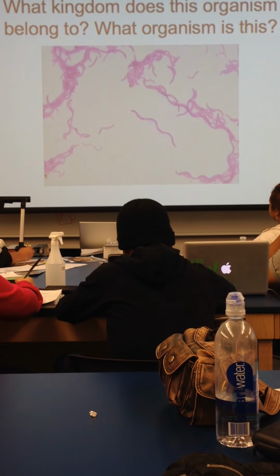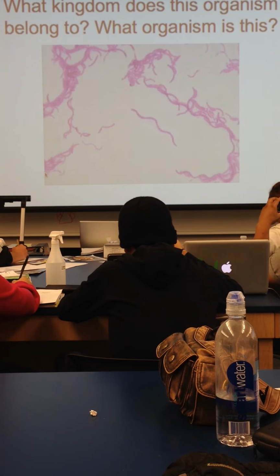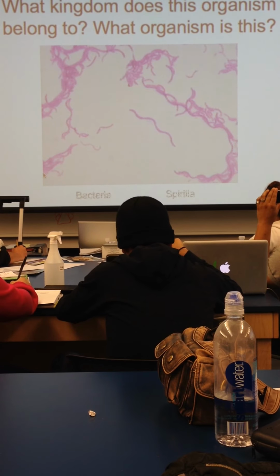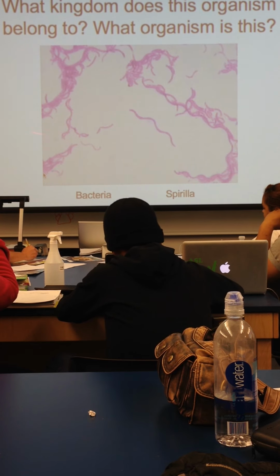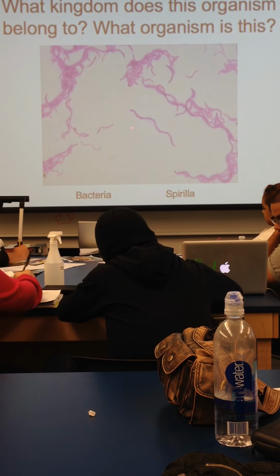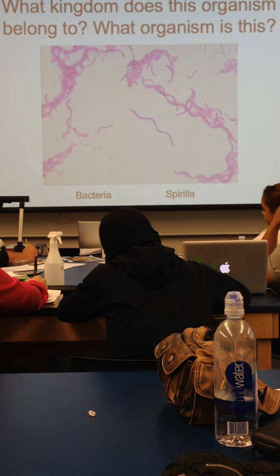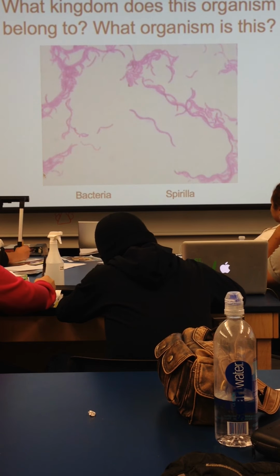Okay. So, what organism is this, and what kingdom? Yes, it's Spirilla from the kingdom Bacteria. Okay? And these guys look like little fibers or little worms, however you want to describe them, but they have the wavy-like appearance. It's solid, not individual. Right, it's solid. You don't see individual cells. Thank you. That's a very good point.